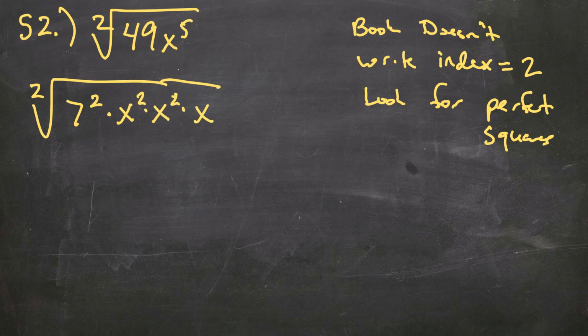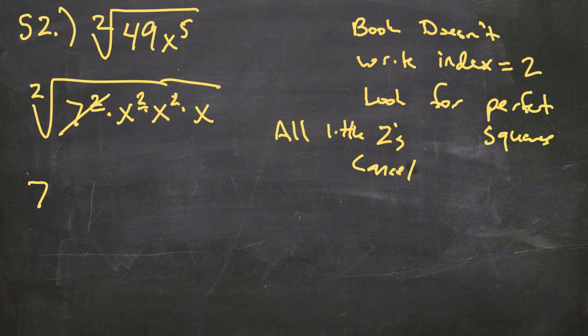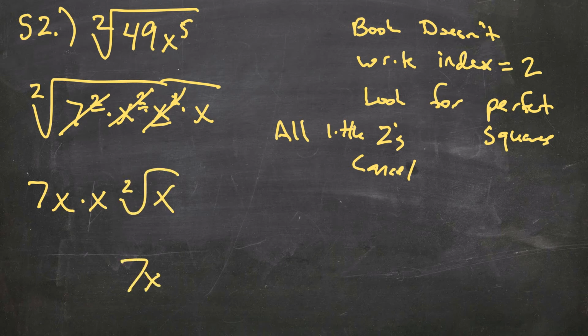All right. Now, anybody who has a 2, all little 2's cancel. So this little 2 goes away, so 7 gets to leave jail. This little 2 goes away, so x gets to leave jail. This little 2 goes away, so x gets to leave jail. We're left with the square root of x. So my final answer is 7x squared, square root of x.